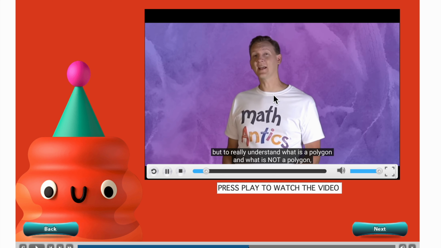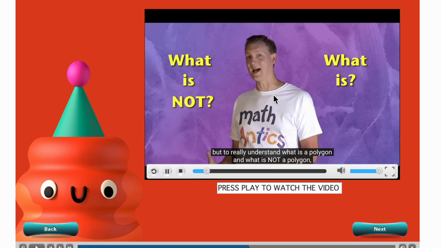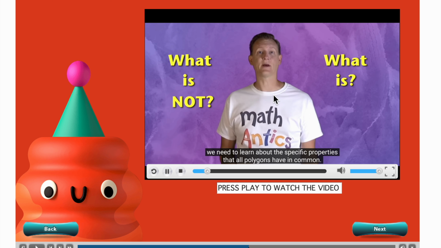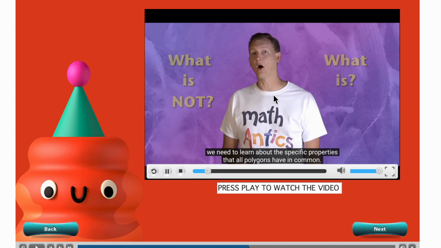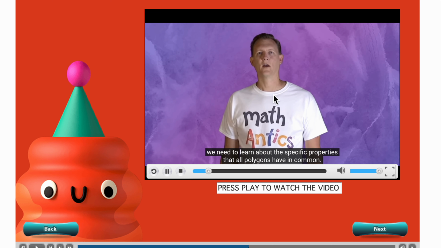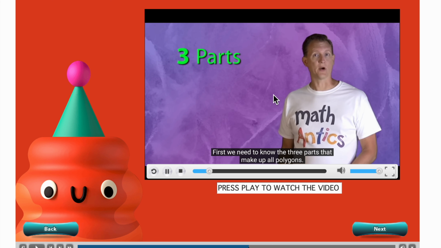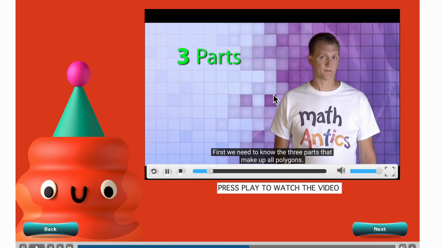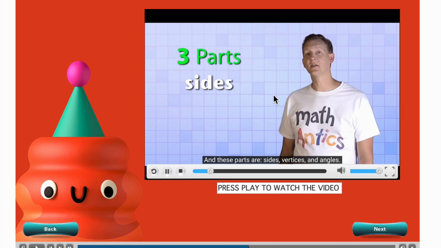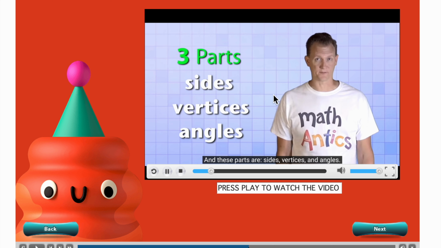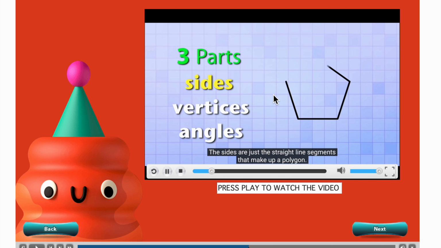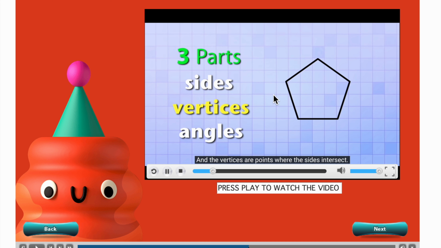But to really understand what is a polygon and what is not a polygon, we need to learn about the specific properties that all polygons have in common. First, we need to know the three parts that make up all polygons. And these parts are sides, vertices, and angles. The sides are just the straight line segments that make up a polygon. And the vertices are the points where the sides intersect. And the angles are formed by the intersecting lines.